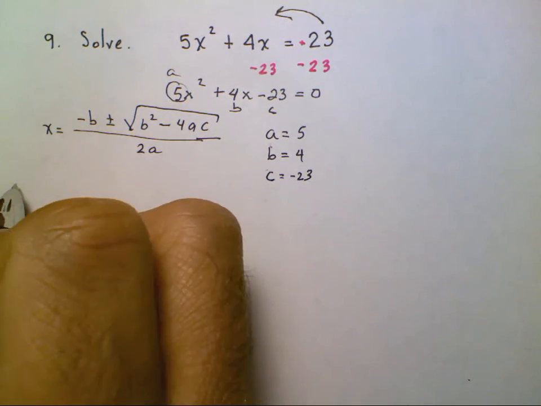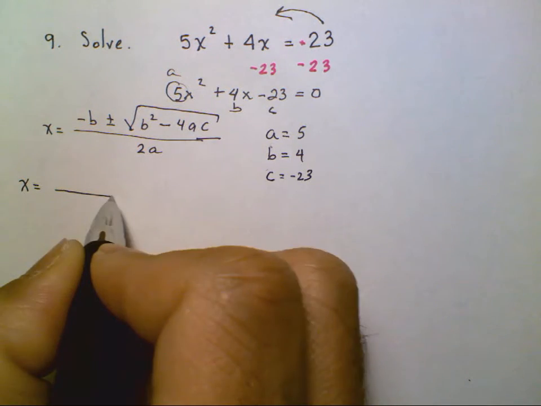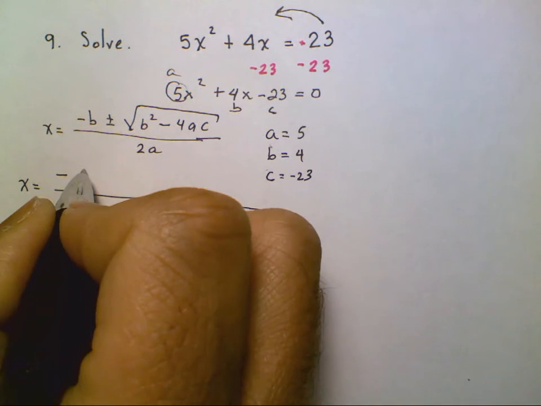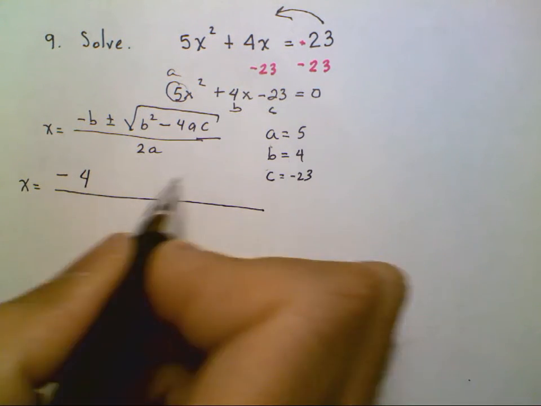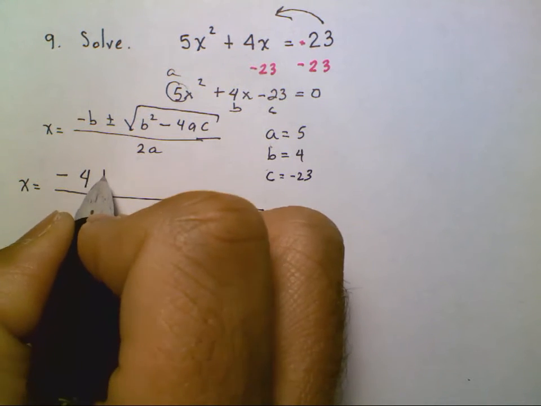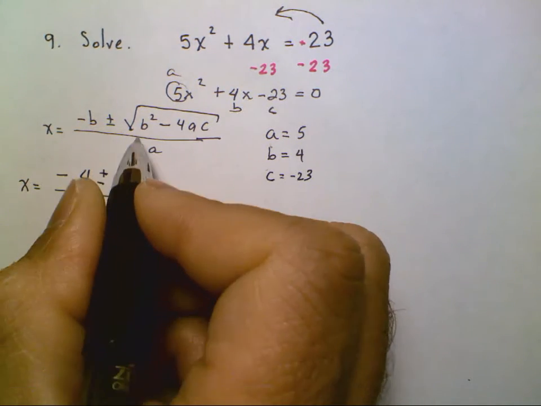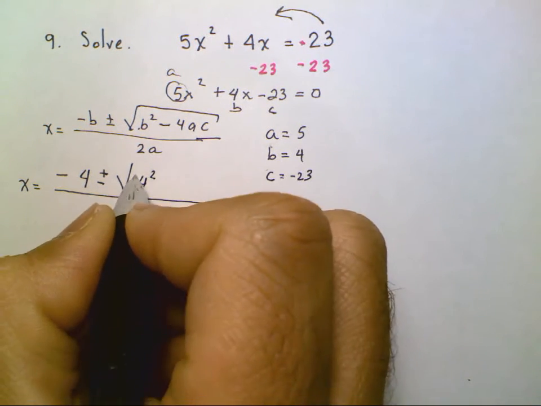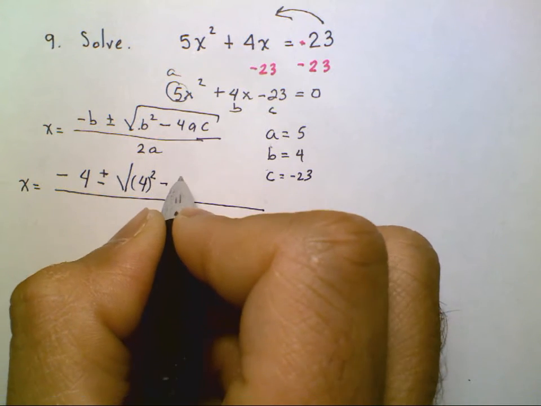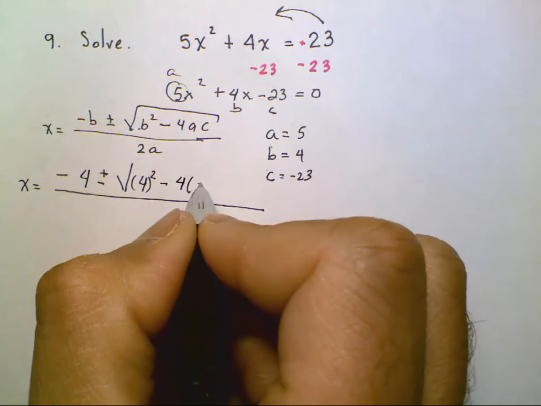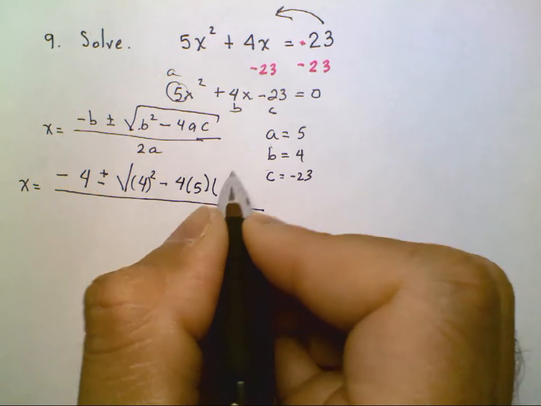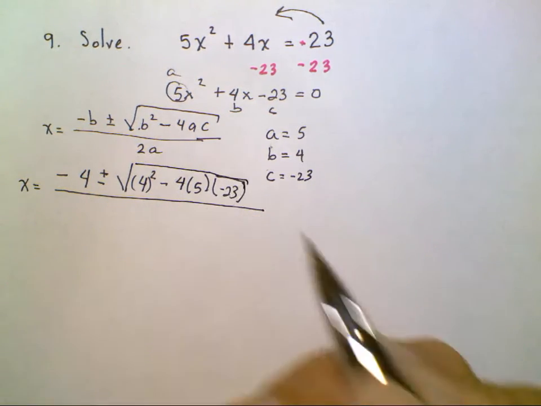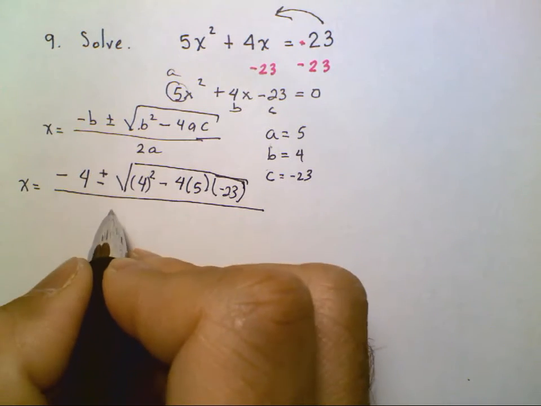So x is equal to negative b. B in this case is positive, so I have negative 4. I'm not going to use parentheses because it's positive, so you don't need to simplify the signs. Plus minus the square root of b squared. B is positive, so I have 4 to the second power. You can use parentheses if you want. Minus 4 times a times c, which is negative 23. So I close the radical. Over 2a, 2 times 5.